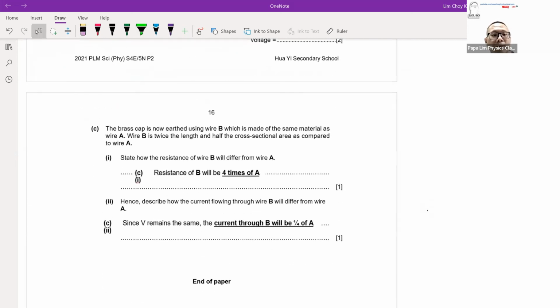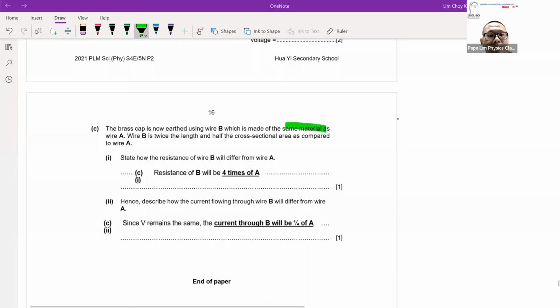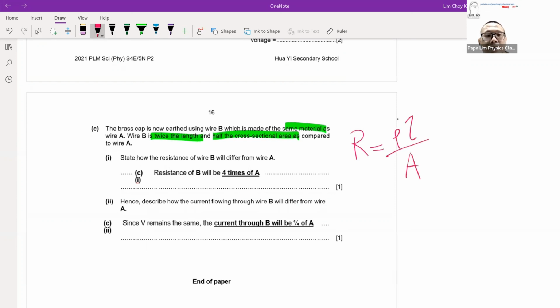Okay, now the brass cap is earthed using wire B. It's the same material, but it's twice the length and the cross-sectional area is half of it. So here we look at another formula, which is the resistance. Resistance is rho L over A. Rho here refers to the resistivity.